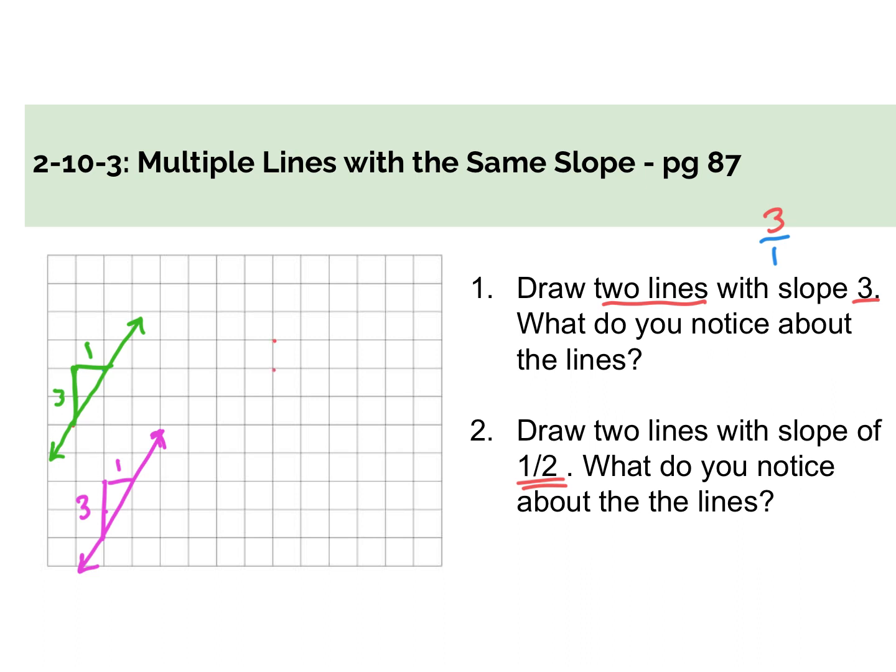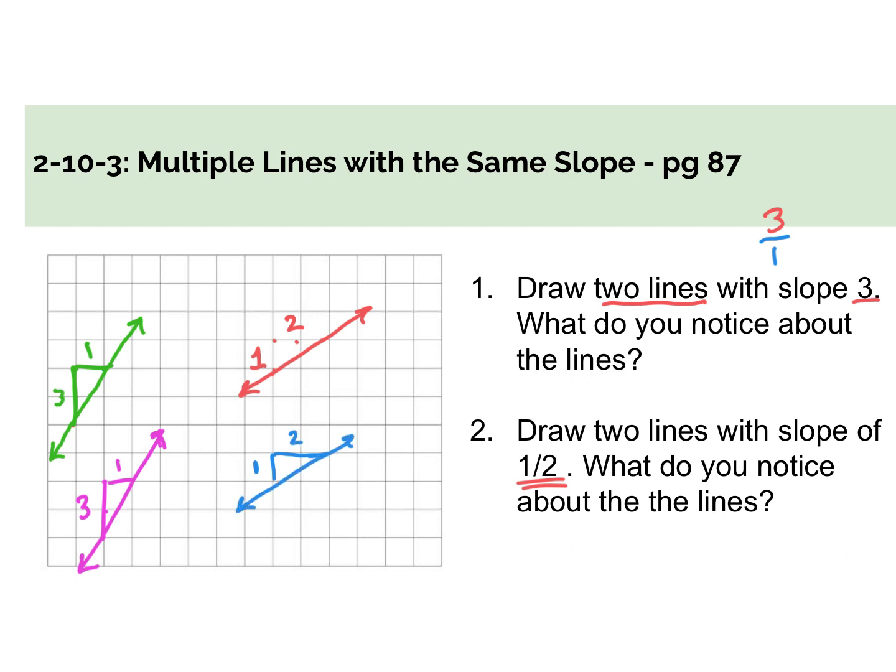I have a slope of 1 over 2. Here's my 1, here's my 2. And again, I'm going to do it one more time. Here's 1, 2.